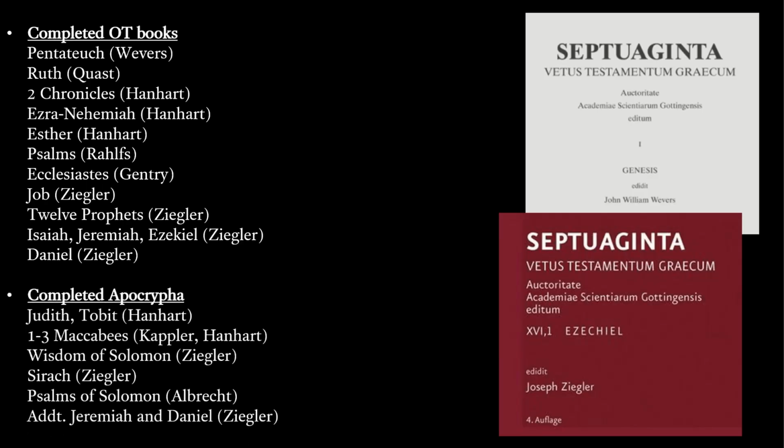We also have a few books from the Apocrypha or Deuterocanon that have been produced, and so that includes both Judith and Tobit, separate volumes for them, individual volumes for 1st Maccabees, 2nd Maccabees, and 3rd Maccabees, the book of Wisdom of Solomon, as well as Sirach, and so you can see Ziegler has done a lot of this.